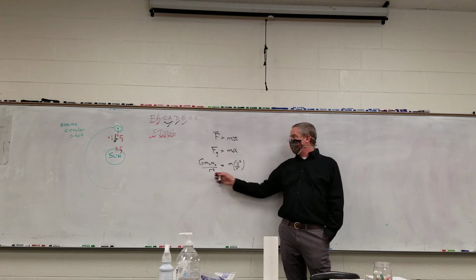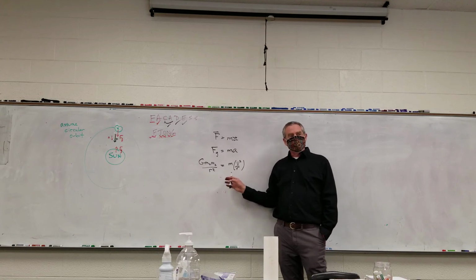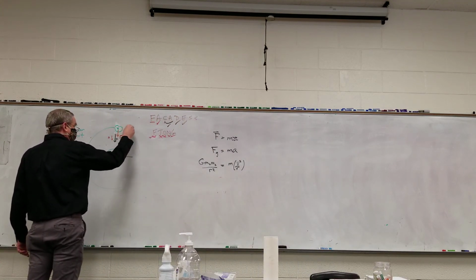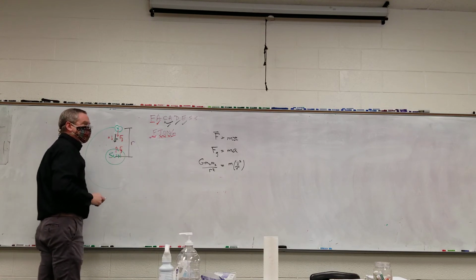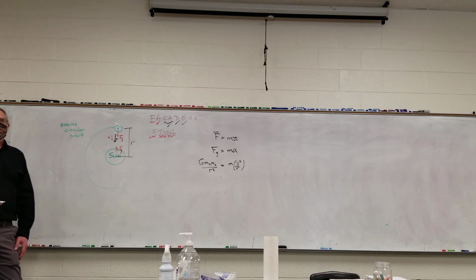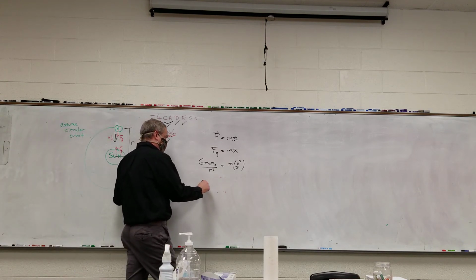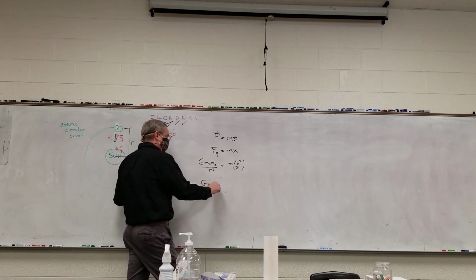The fact that I have R squared here and I have R over here. R is just the distance from center to center. In other words, the orbital radius, 1 astronomical unit. So G, mass of X times mass of sun over, well, one of those R's cancels out with that one.